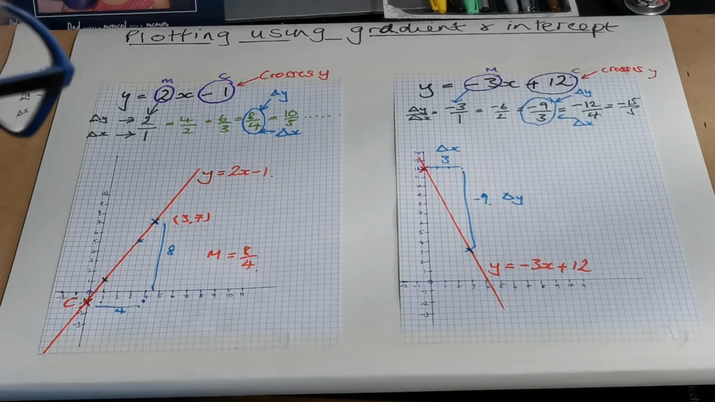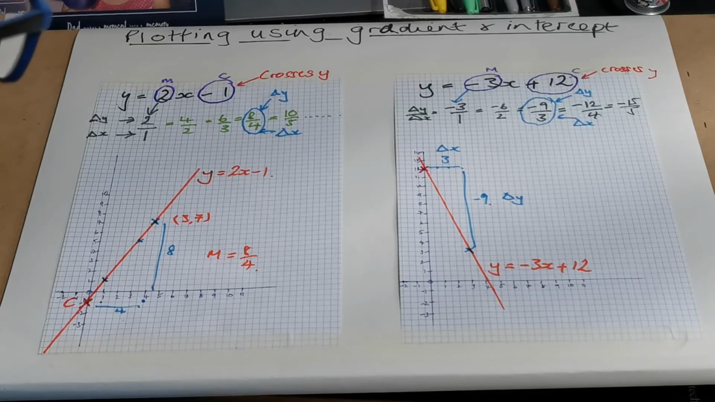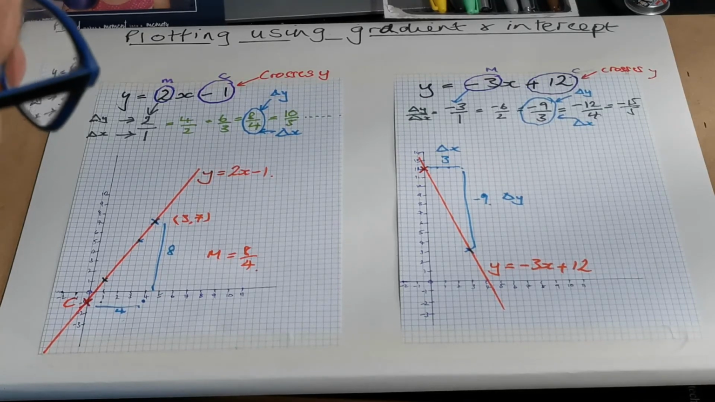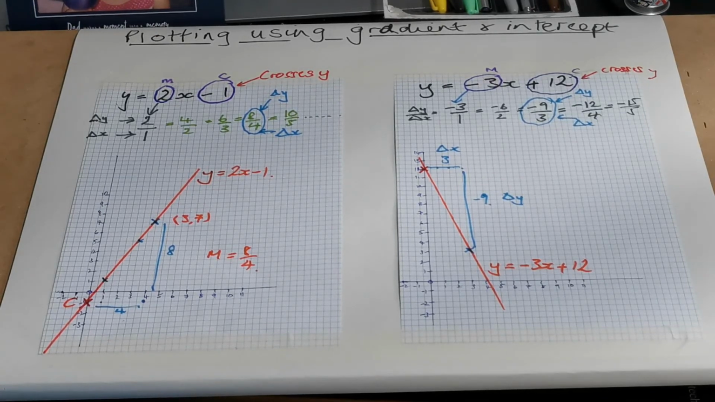It really is quite easy and much less time than drawing out a table of values. So if you can grasp this, it'll save you loads of time in tests, and I know loads of you are keen to do the smartest and most efficient way of doing things so you don't waste your time. Okay?